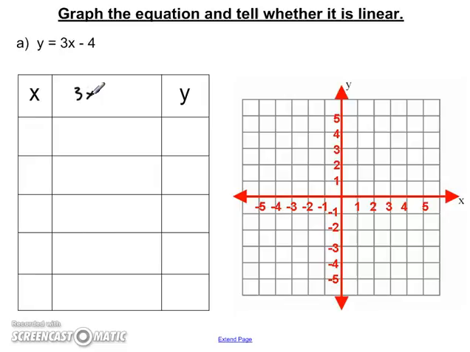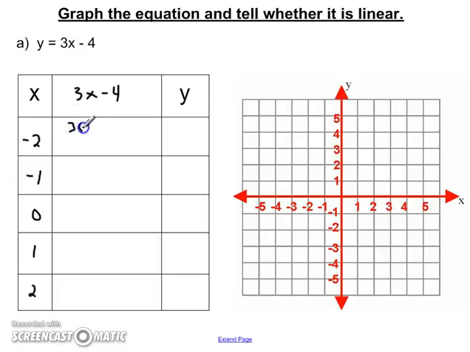And what we're doing here is we're going to take and select some values for x. And when I do it, I try to do some positives and negatives. So I'm going to go from -2 to +2. Because sometimes once we get to 0, our graph does some funky things. So I like to test both sides. We're going to substitute these values into the equation for x. That will give us a y value. And we will then have an ordered pair to graph.